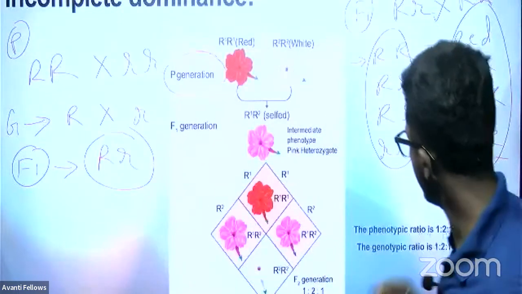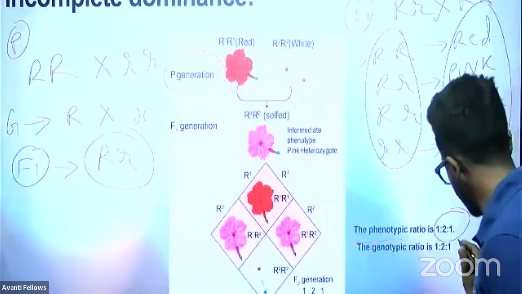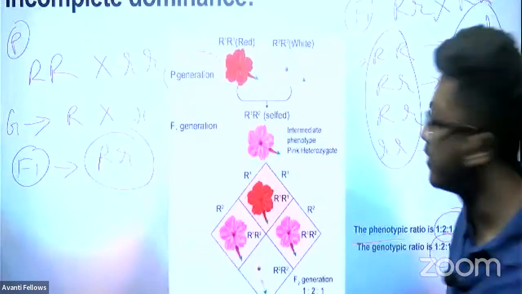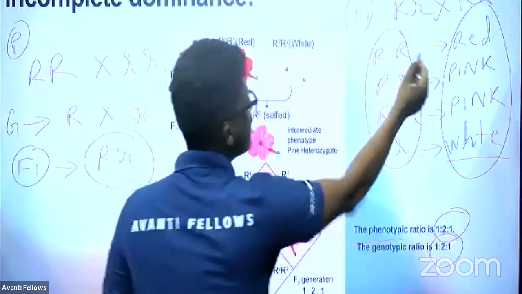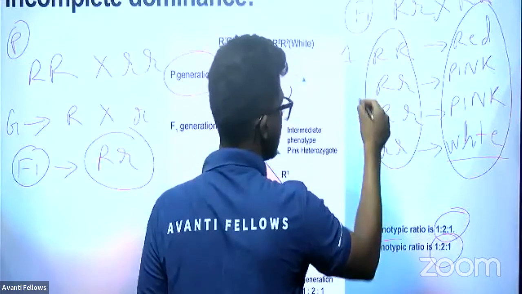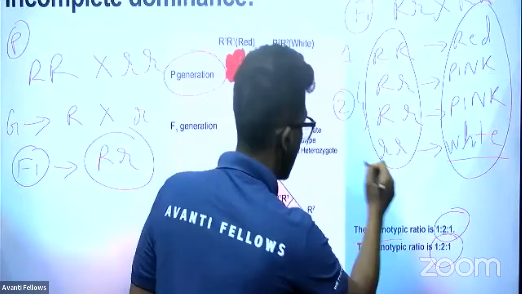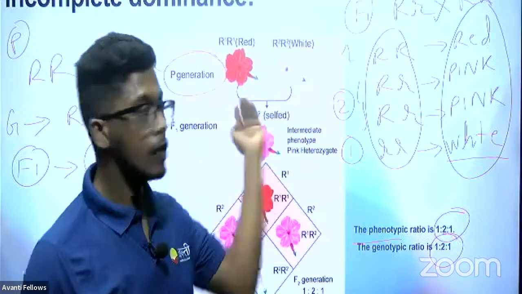Now this is a condition. You see, the phenotypic ratio is also 1:2:1 and the genotypic ratio also 1:2:1. How did we get this? See here, this is a genotype, agree? Capital R and small r genotype is 1. Capital R, small r, capital R, small r, this genotype is 2. Small r, small r, this genotype is 1. So 1:2:1. Agree?